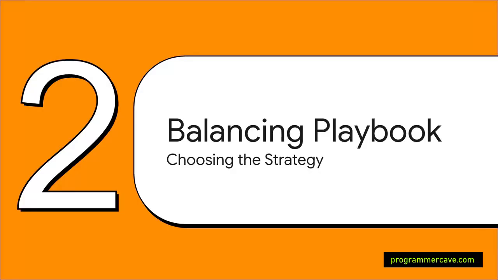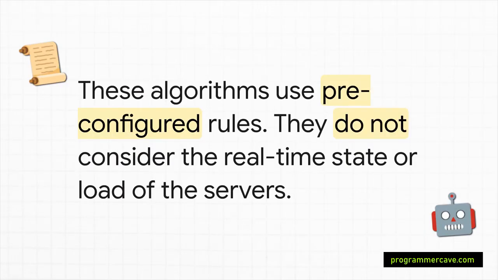All right, so now that we know what it is and why we desperately need one, let's get into the how. How does it actually decide where to send the traffic? It's not just random. It follows a specific playbook of different strategies or algorithms to do its job. The first category is what we call static algorithms. You can think of these as simple, pre-configured rules. They're not looking at what's happening on the servers in real time. They're just following a script you gave them ahead of time.